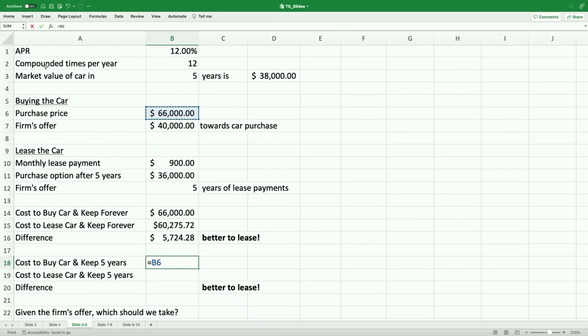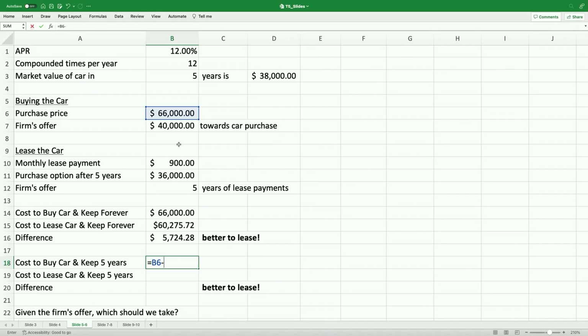That's its market value, right? Market value in 5 years is 38,000. I will have held it for 5 years under the buying option. Okay, so how much would we pay out? Well, we pay out $66,000 today, but we get a little bit of a refund back in 5 years. Do you agree when we sell it? So I'm going to say equals this $66,000, but I get to subtract off the amount I get back in 5 years.